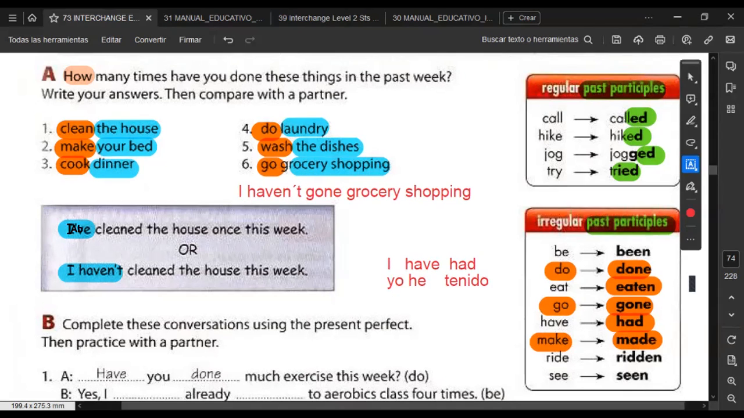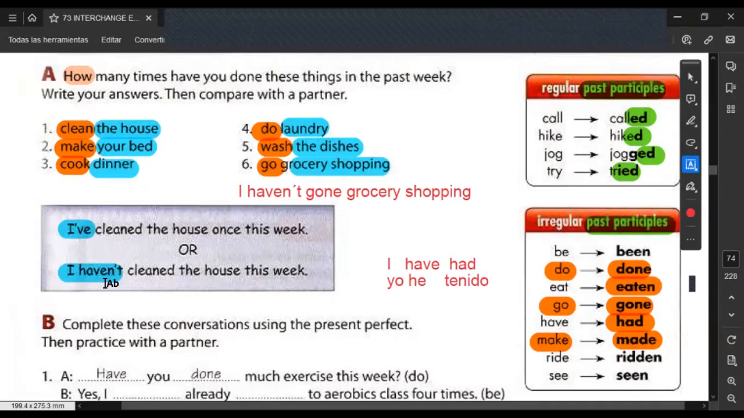Lo único que tiene que hacer primero es I have, I've, o I haven't. Si lo ha hecho o si no lo ha hecho. Después el verbo de anaranjado en pasado participio, que aquí los tienen. Y después lo de celeste, o el complemento de celeste, lo va a agregar.